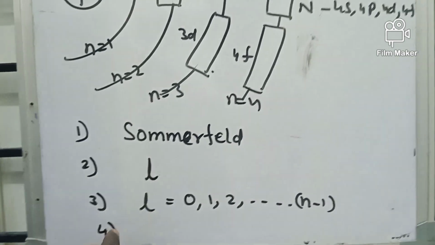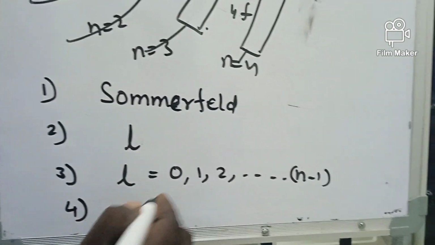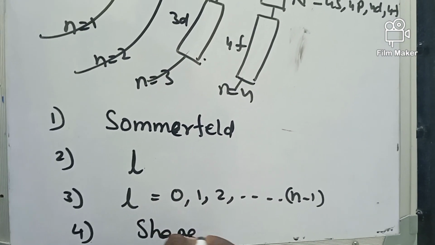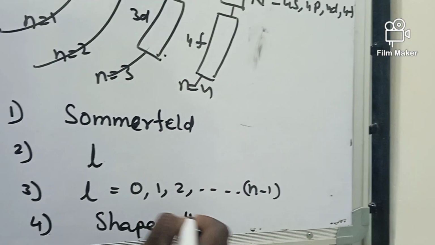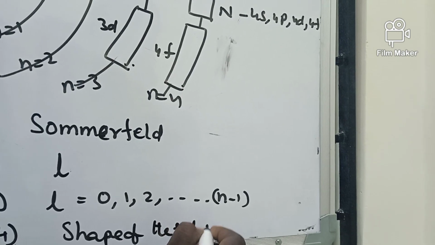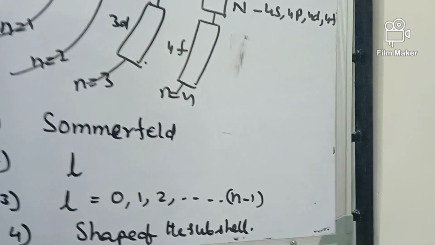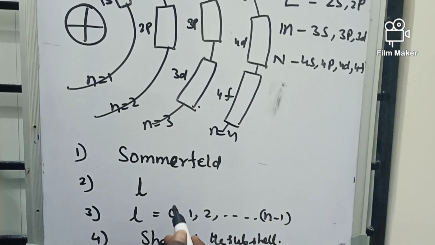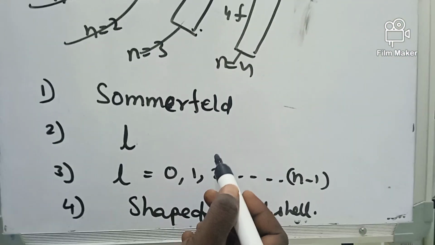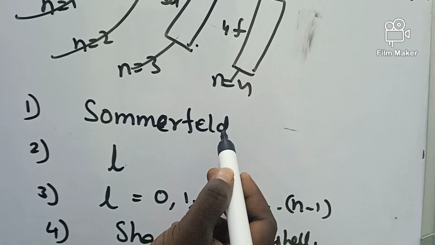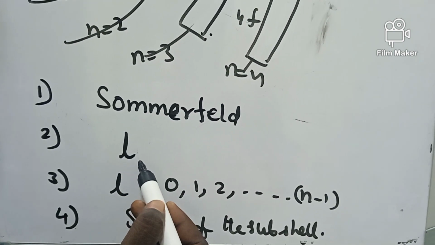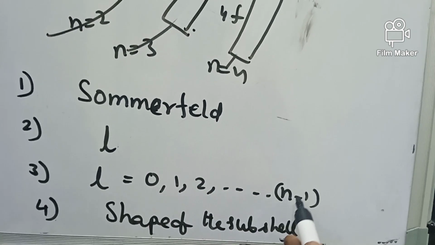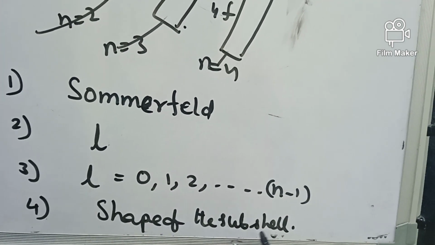And fourth, it is used to know the shape of the subshell. Let us discuss this. So these are the four points regarding the angular momentum quantum number: the scientist name Sommerfeld, represented by the letter l, its values are l equal to 0, 1, 2, 3, and so on up to n minus 1, and it gives the shape of the subshell.